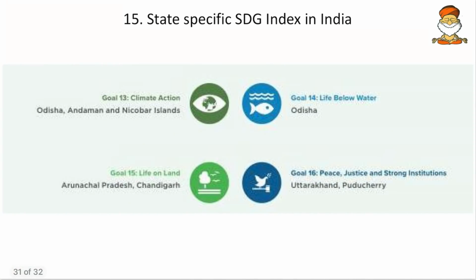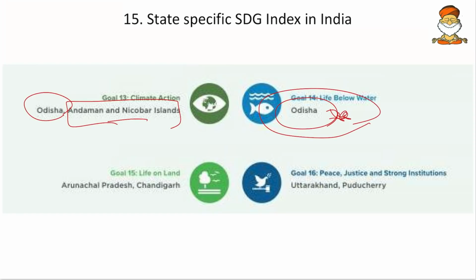And then the climate action, again Odisha, Andaman Nicobar. Here these people have been successful in maintaining those pristine environments. That is why they come first. And then life below water, Odisha. Obviously, Odisha lies in the coastal areas and they have been successful in maintaining pure water within them. Then life on land, Arunachal Pradesh and Chandigarh, and peace, justice and strong institutions, Uttarakhand and Puducherry. So Puducherry is one new entrant here.